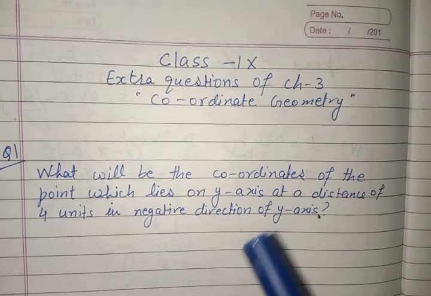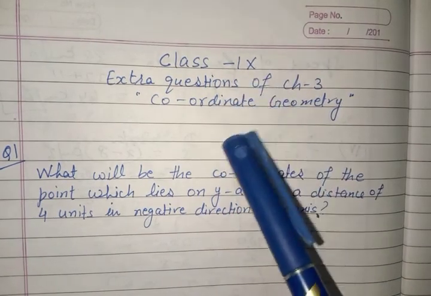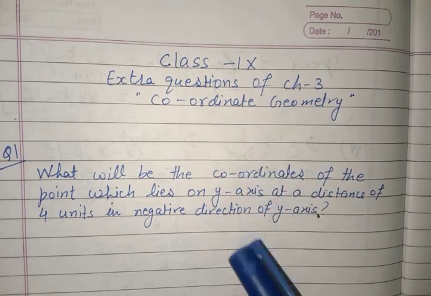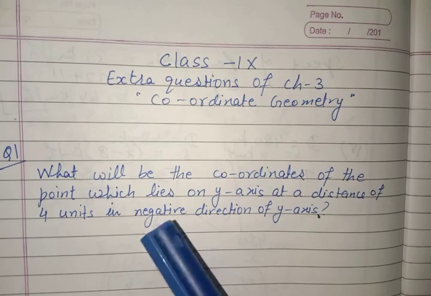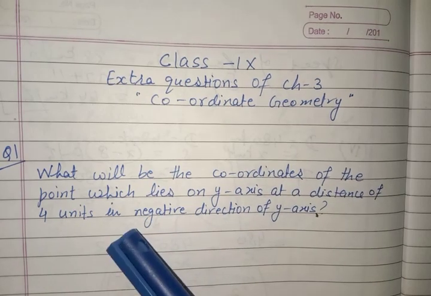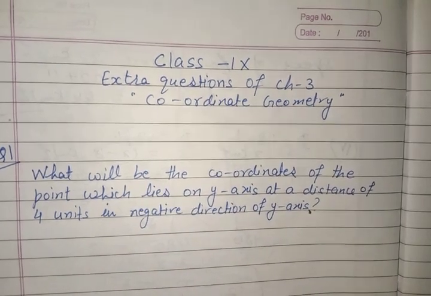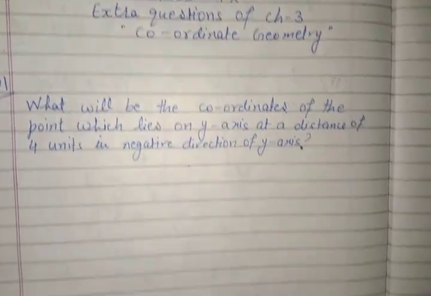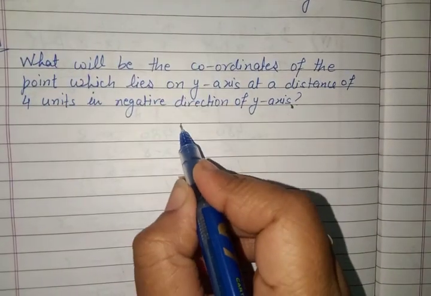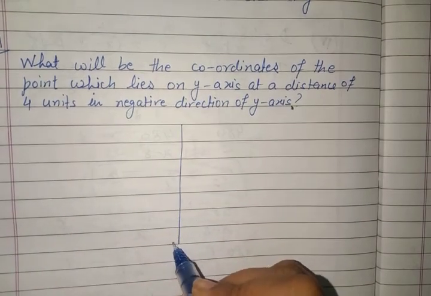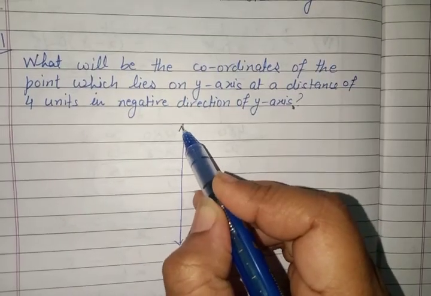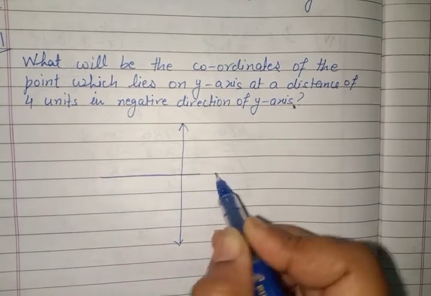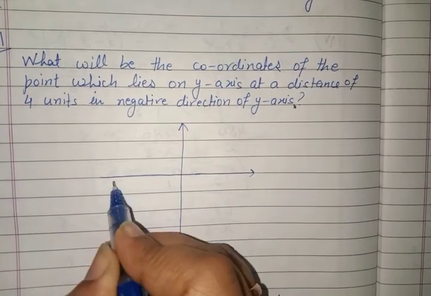So today we will be doing class 9th extra questions of chapter 3 coordinate geometry, and the first question is, what will be the coordinates of the point which lies on y-axis? For this, you can draw a rough graph, because they have not asked to plot the point on the graph. So we can draw a rough graph.